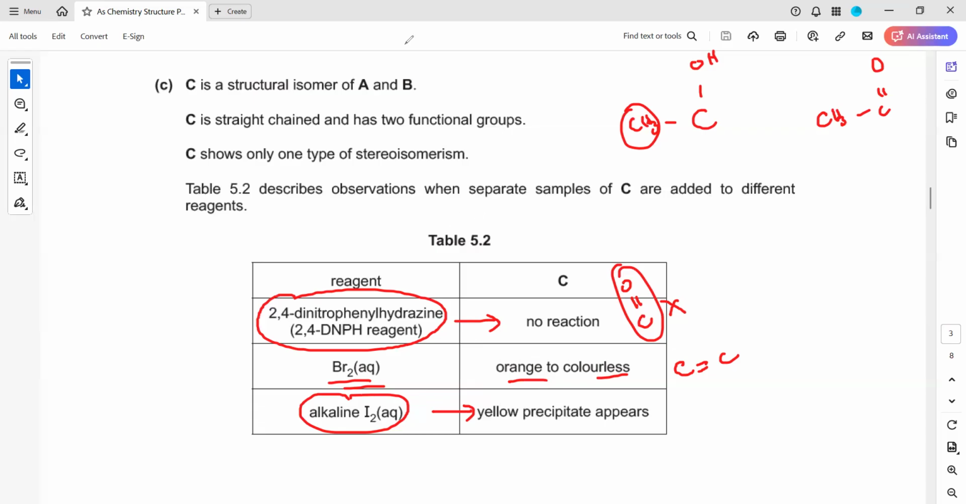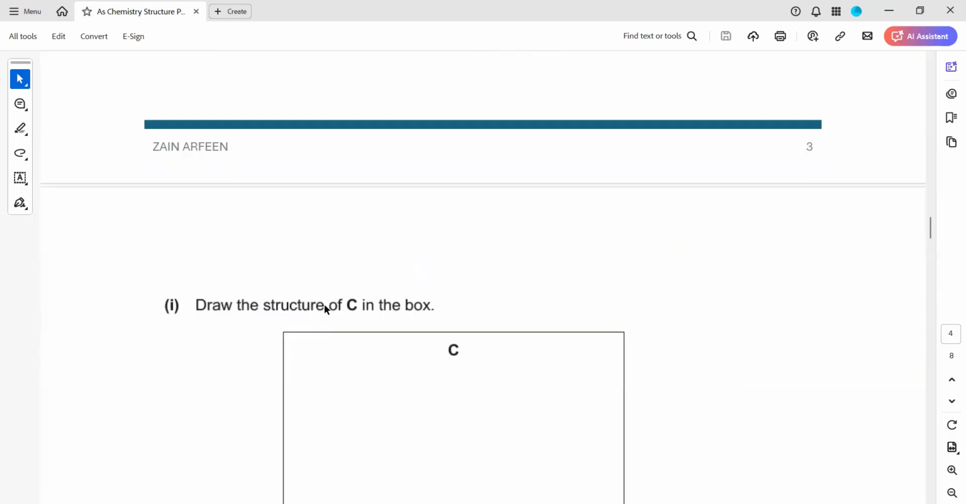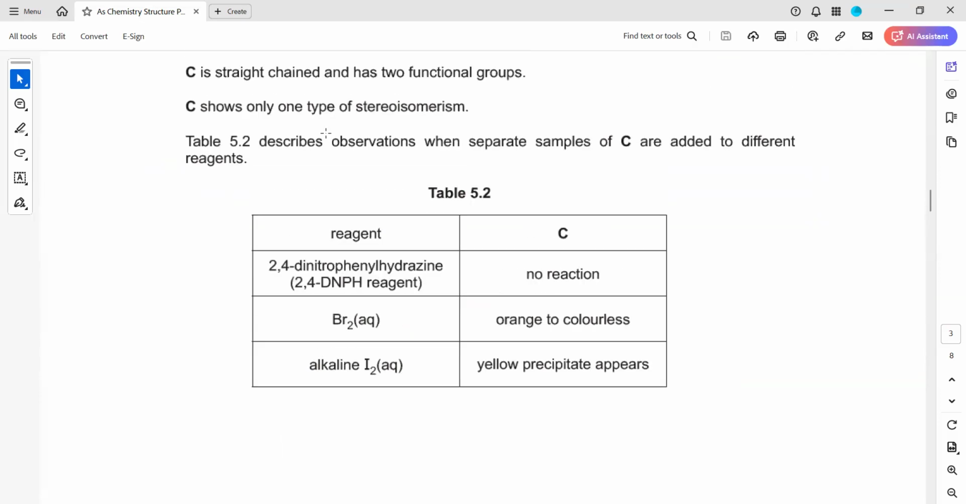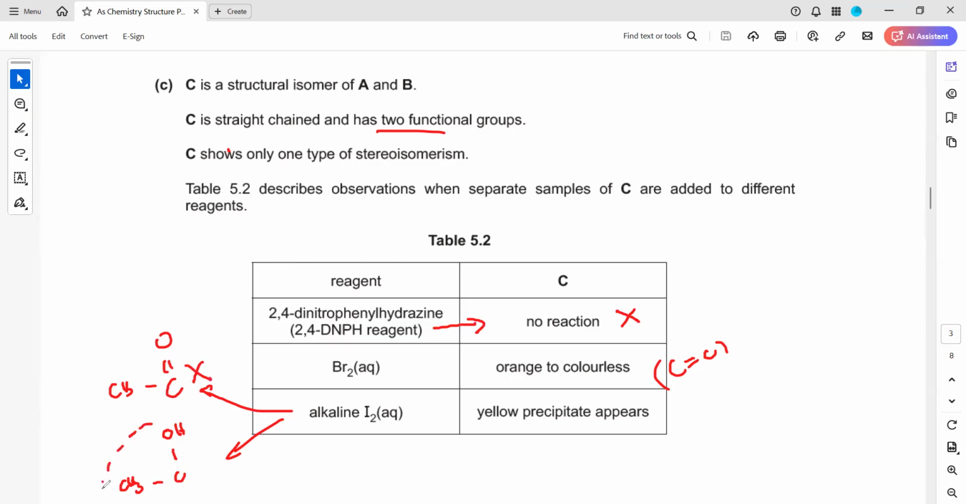Now we have to draw the structure of compound C with the information given here. So it has two functional groups. What are the two functional groups? This indicates that there's a C double bonded with C. This one indicates, because it might be C double bonded with O and CH3, or it might be a carbon bonded with OH and next to that is CH3. It will give a positive result for both. But because the first test, the 2,4-dinitrophenylhydrazine, was a negative result, this possibility is removed. So we are left with only this structure.